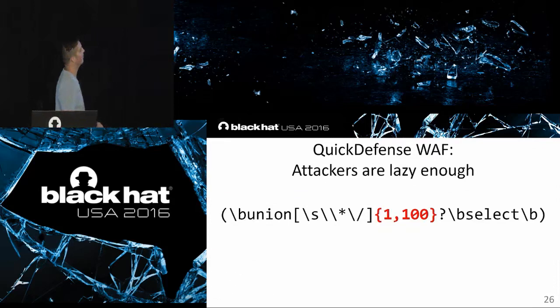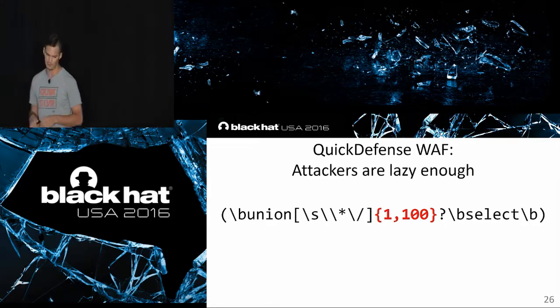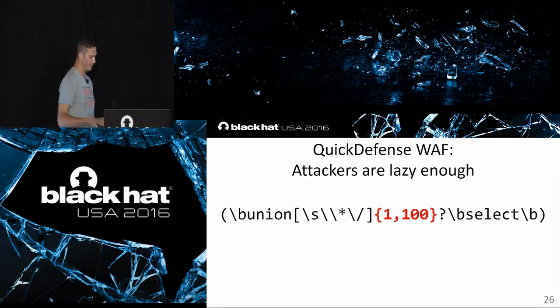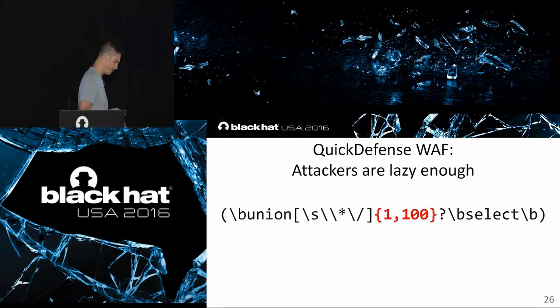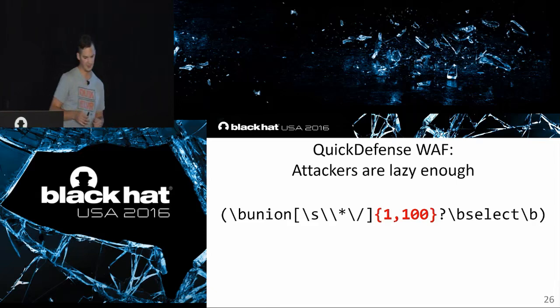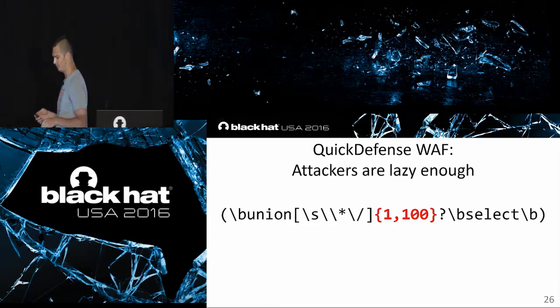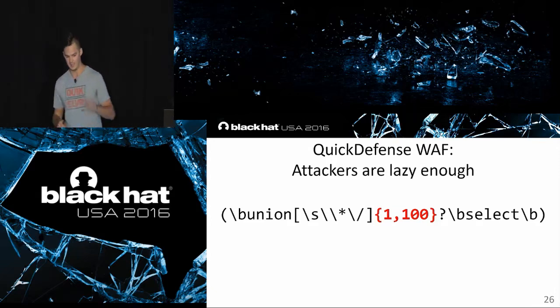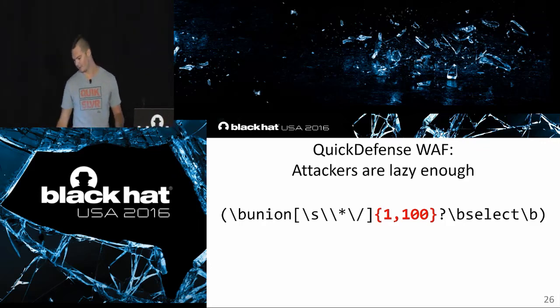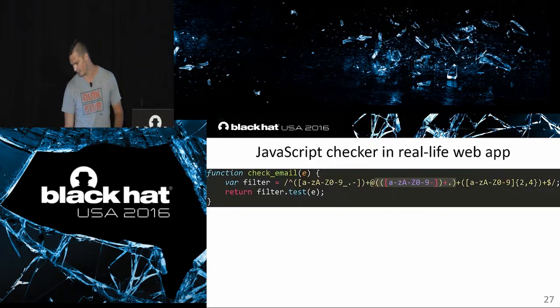All right, Quick Defense WAF also thinks that attackers are lazy enough not to include too many spaces between the keywords union and select in this example. This issue could not be found using black box analysis because I cannot imagine an attacker inputting like 99 spaces, 100 spaces, 101, bypass. Yeah, so you can only find that during static analysis of the rules.